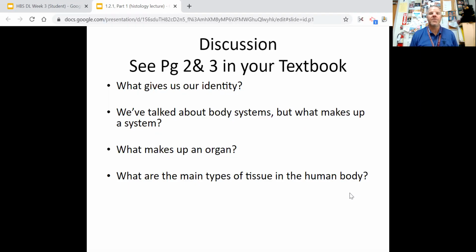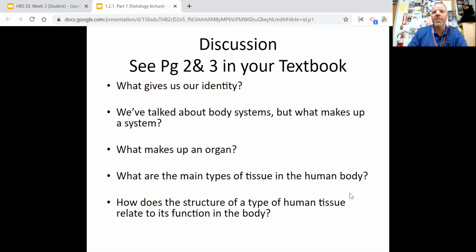So what are the main types of tissue in the body? And what is tissue anyway? How does the structure of a type of human tissue relate to its function in the body? This topic of structure and function is really important when we talk about anatomy and physiology. Anatomy is structure, all the parts, what they're called, how they're put together. Function is what they do when they interact with each other. And what we'll see as we study anatomy is that structure always follows function. So we're going to look at that a little bit today as we look at tissues.